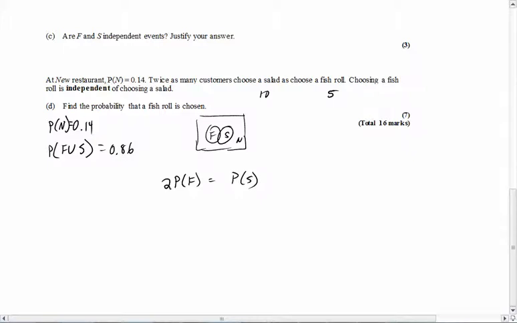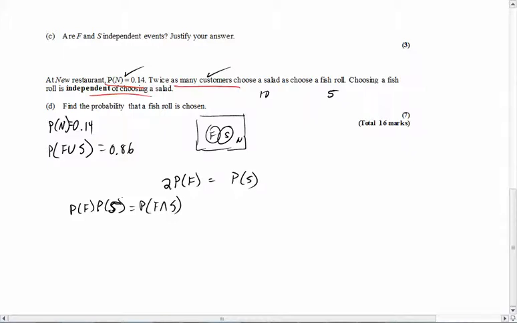Choosing a fish roll is independent of choosing a salad. So I've used this information, and I wrote that down. Now I need to write down that choosing a fish roll is independent. The only thing I know with independent is that when it's independent, PF times PS equals P of F and S. I'm pretty sure I'm going to use that, because otherwise, why would they have given me independent? If they give you information, you're going to use it. Every single piece I've now written down.